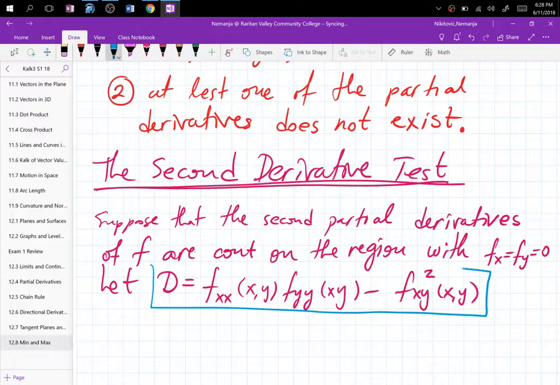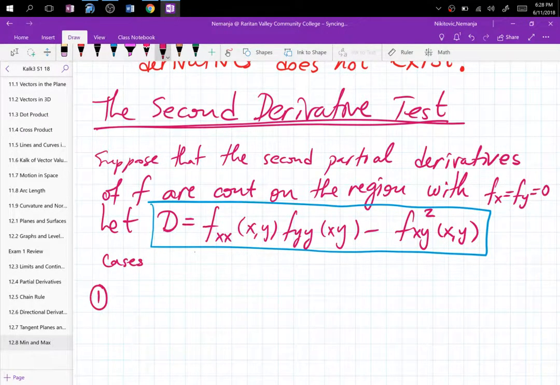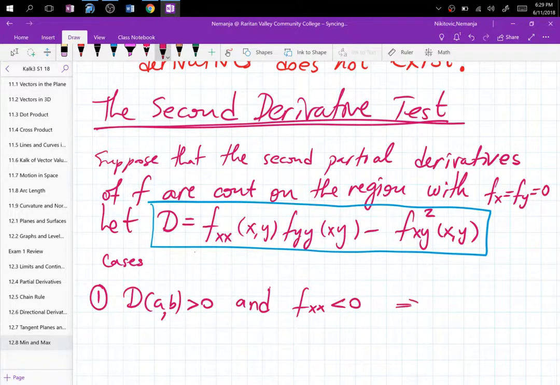And now we have cases. Number 1. If D computed at (a, b) is larger than 0 and fxx is less than 0, the point is a max. So (a, b) is a max.